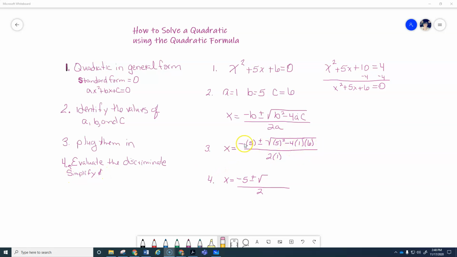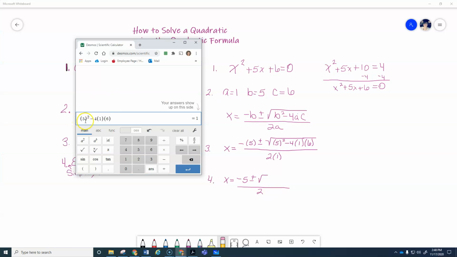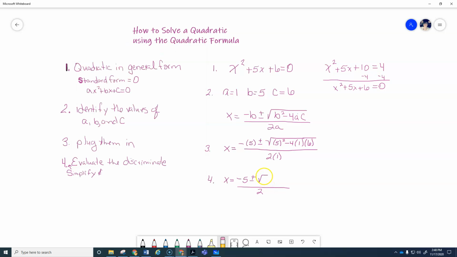So we want to simplify. I simplified by dropping the parentheses. I simplified right here by multiplying 2 times 1 and getting 2. And I grabbed the Desmos scientific calculator right here, and I typed in the numbers that we calculate to find the value of the discriminant, b squared minus 4 times a times c, and the Desmos scientific calculator tells me that the value is 1. So I'm going to write a 1 underneath that radical.